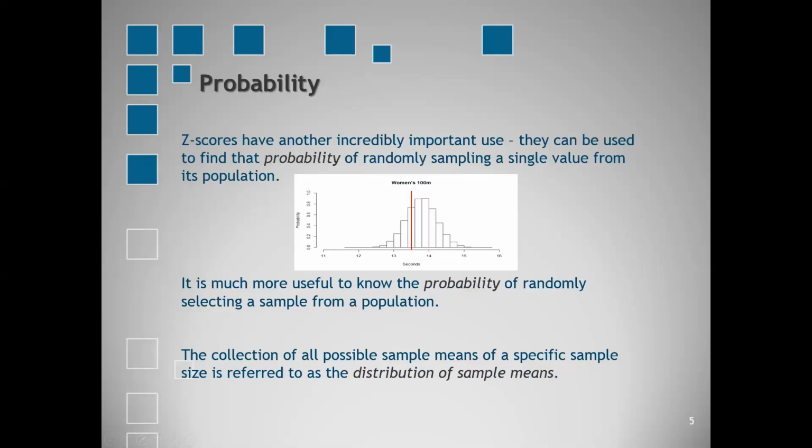We will use Excel to calculate the p-value, and there is an attached document in Module 4 that demonstrates that. Knowing the probability of randomly sampling a single value is interesting, but not very useful in practice. It is much more useful to know the probability of randomly selecting a sample from a population.